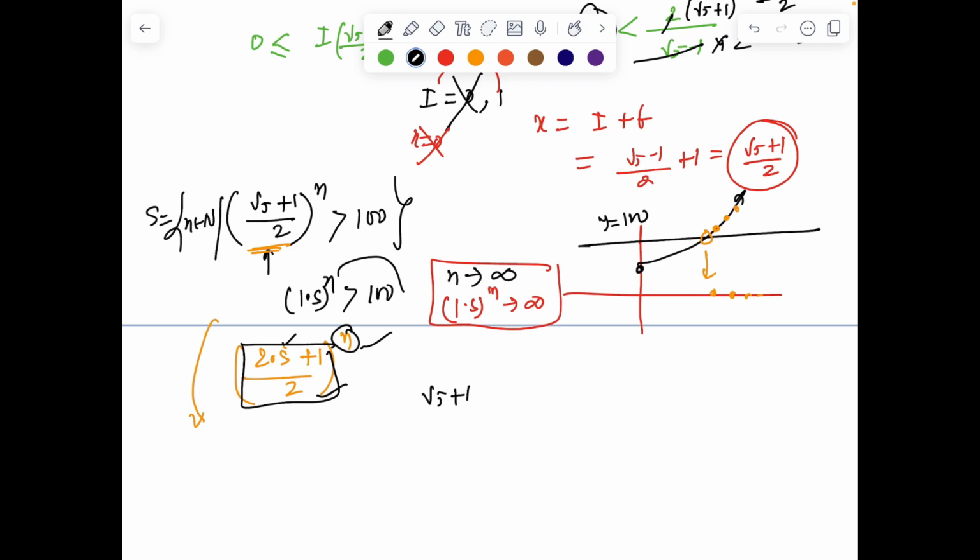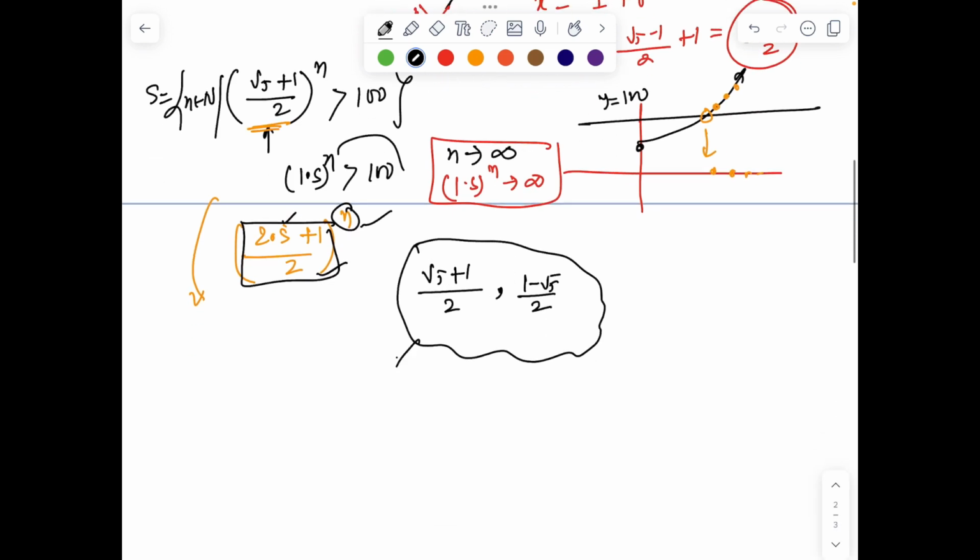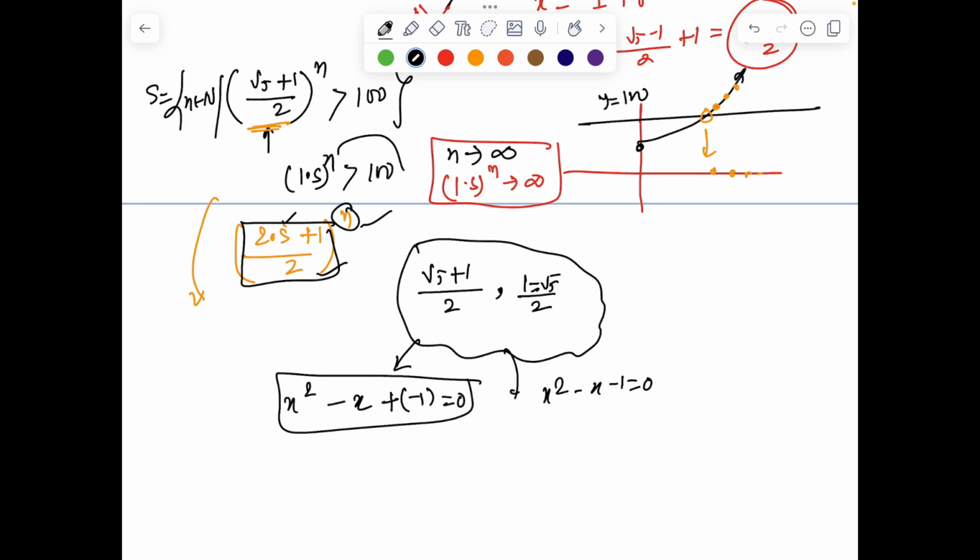So here in observation, imagine a quadratic equation which is giving root 5 plus 1 by 2 as one of the roots. So clearly, if I want to find a quadratic with rational coefficients, then the other root will be 1 minus root 5 by 2. Right? So we can find a quadratic x square minus sum of roots, which is minus x, and plus product of roots. So product of roots is 1 minus 5 by 4, which is minus 1, equal to 0. It means this equation x square minus x minus 1 equal to 0 has two roots. Let's call them alpha and beta.